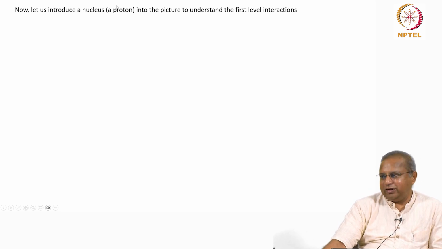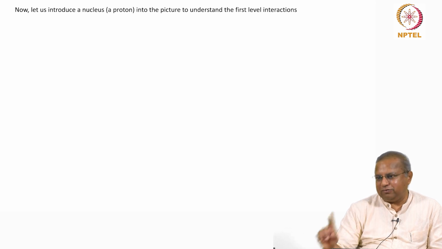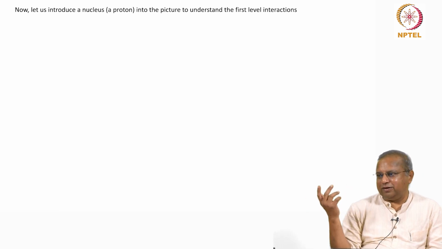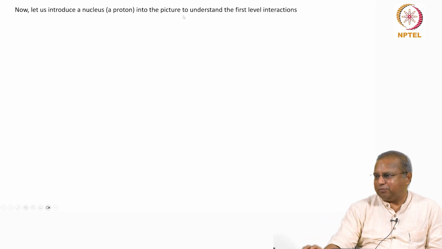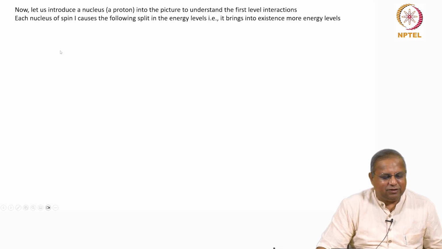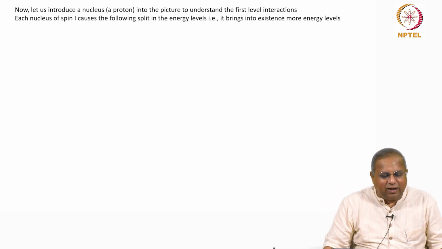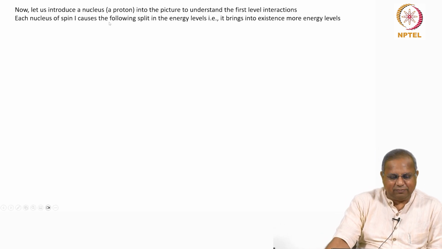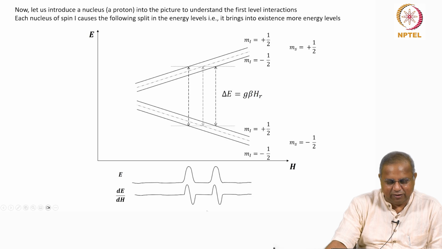In this case, if you introduce a nucleus, let's start simple. We'll introduce just a single proton into the overall picture. The proton is also spinning. Proton has a net magnetic moment and so on, right? A nucleus of spin I causes a split in the energy levels. What do I mean by this? It brings into existence more energy levels. It will not be clear until I show you this.